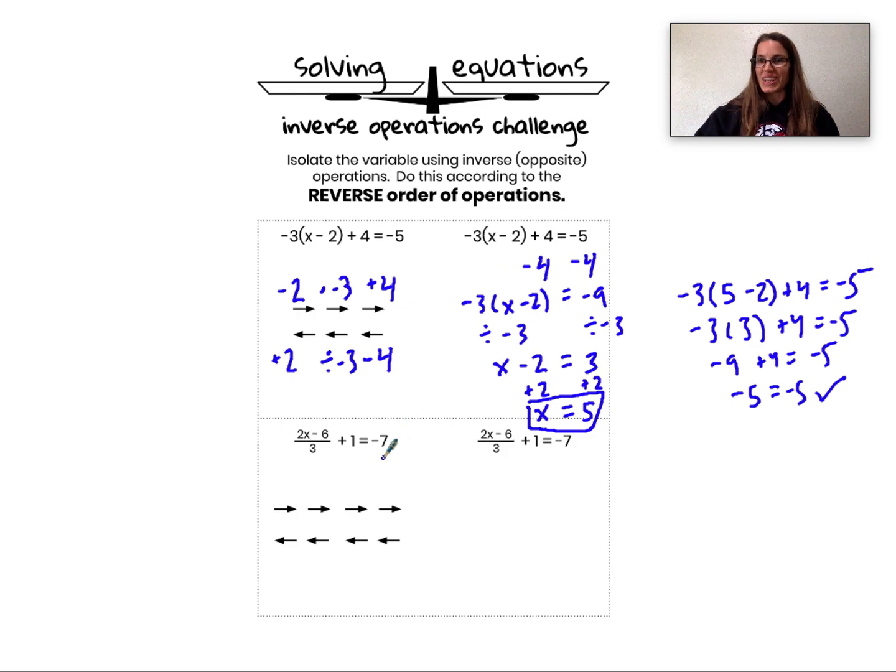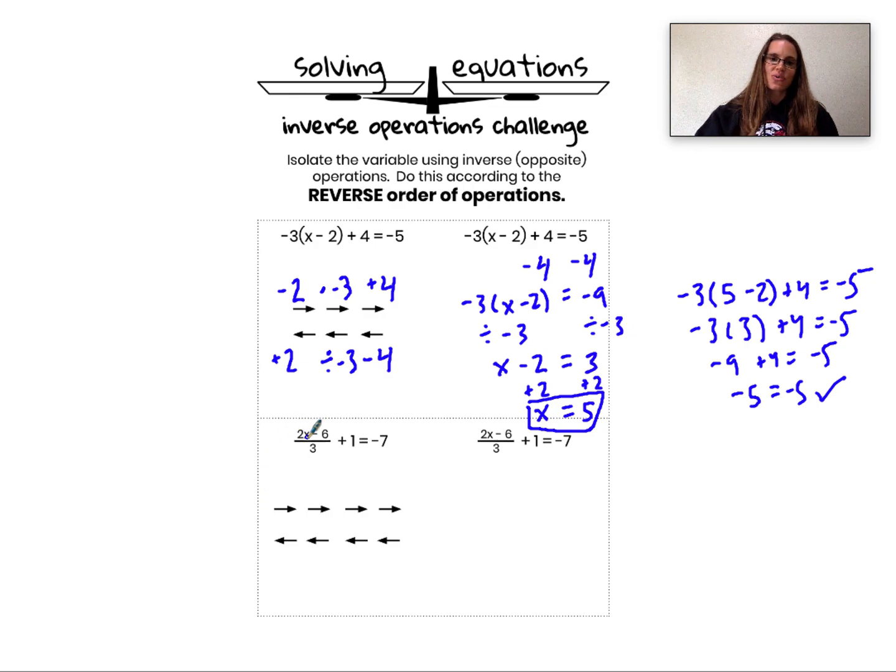For my second example, I don't have another strategy. The only way I can solve this is using inverse operations in the reverse of the order that the operations occur in the original equation. I'm going to use my flowchart to trace through what's happening to x, but you don't have to.